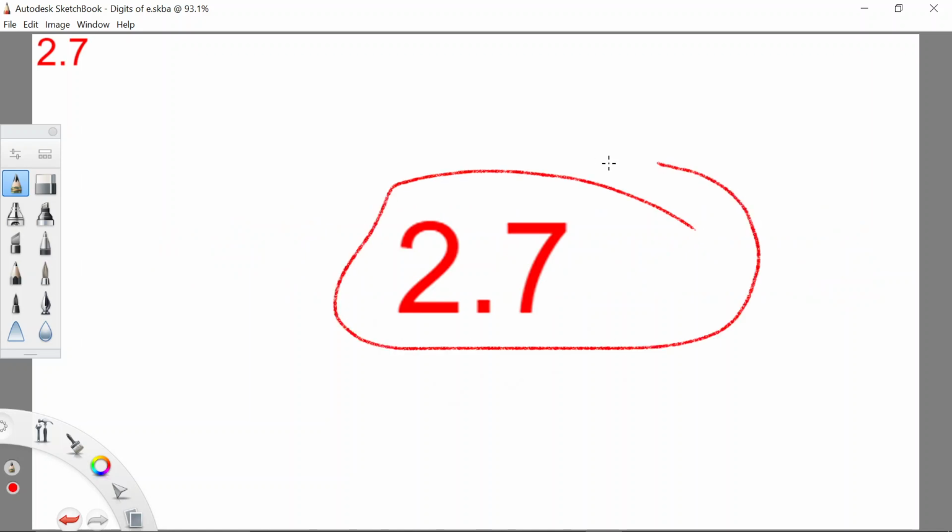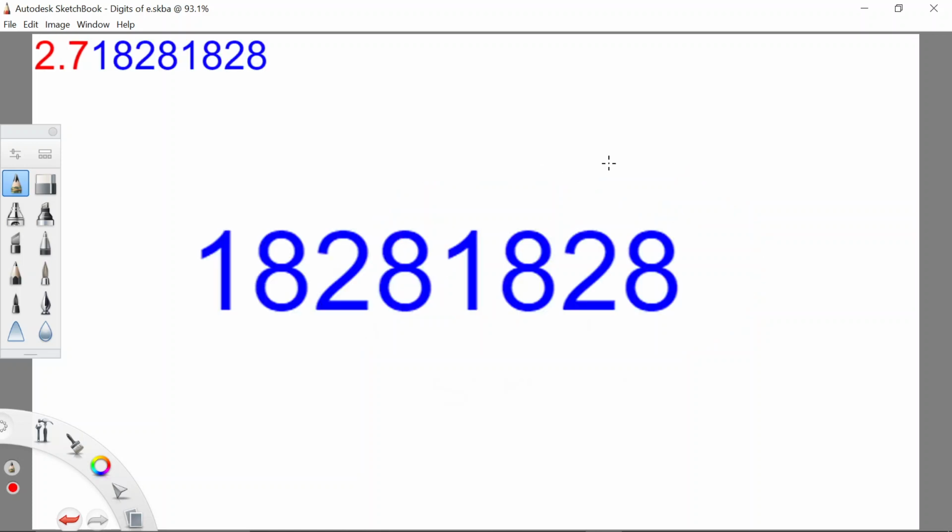2.7, you should know that. That's not something you should have to memorize now. You should already know it's 2.7. So let's just move on to the next one.